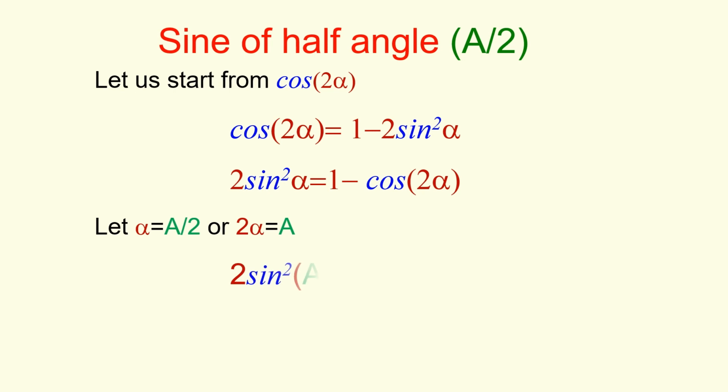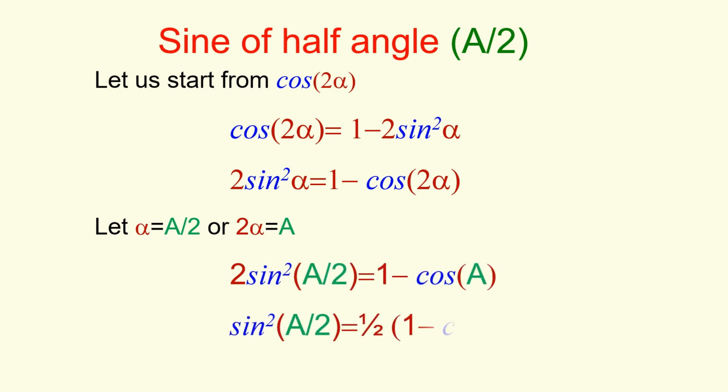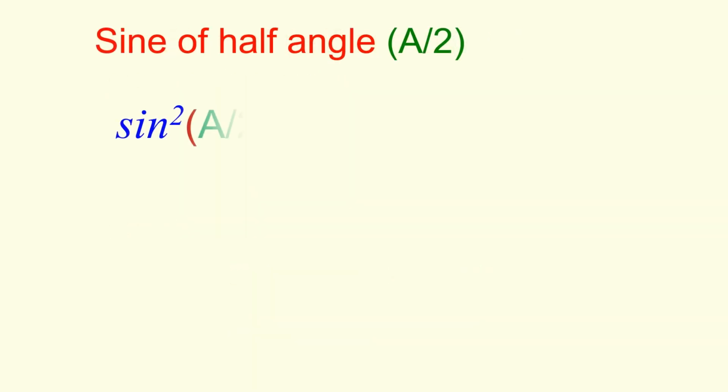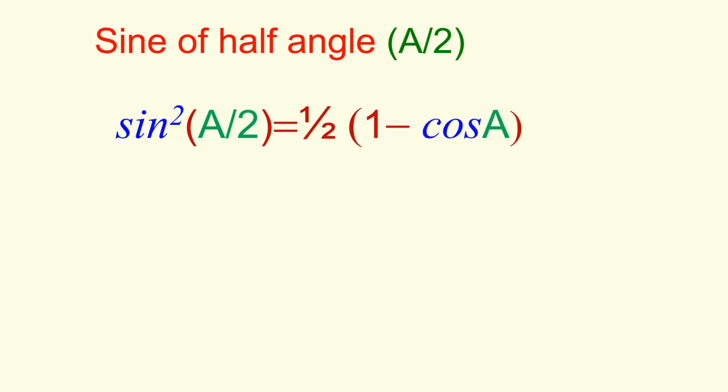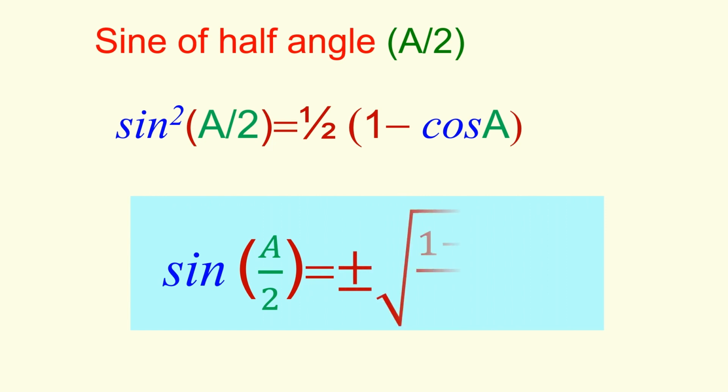Important to note that we substitute alpha equals A by 2, or 2 times alpha equals A. Solving some steps, we finally get sine of A by 2 equals plus or minus square root of (1 minus cos A) whole divided by 2.